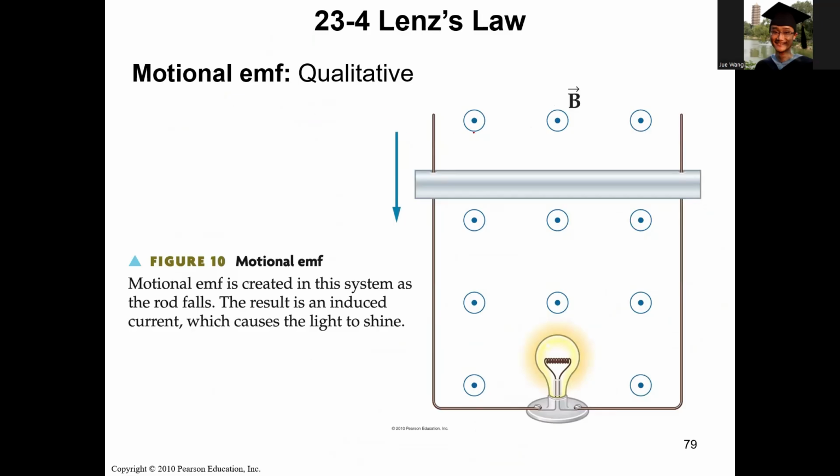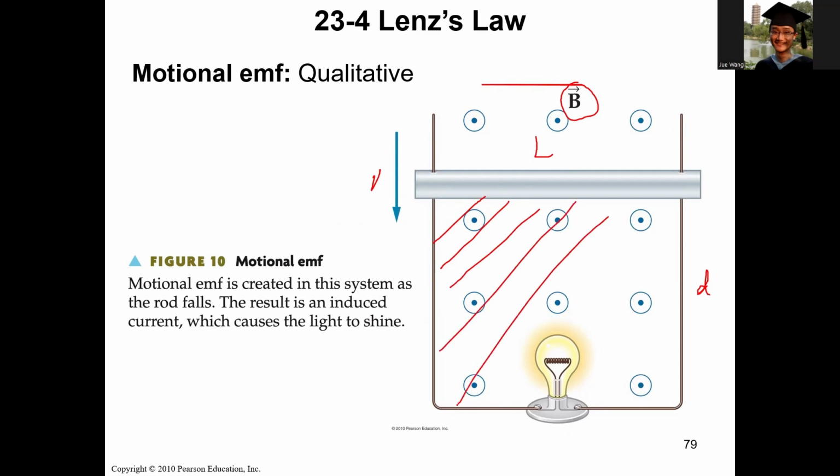And we further described this case where we can talk about everything quantitatively. We have a circuit inside a uniform magnetic field, and part of the circuit is moving at speed v. The part that's moving has length L, and the other part of the circuit has length D. The part that has magnetic flux changing is this area. The magnetic flux is changing because magnetic flux is BA cosine theta. B is not changing, cosine theta is not changing, but A is changing.